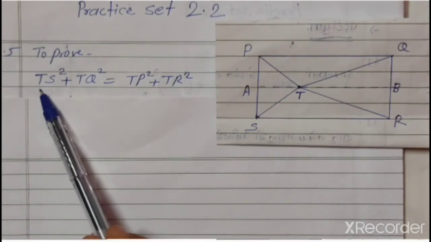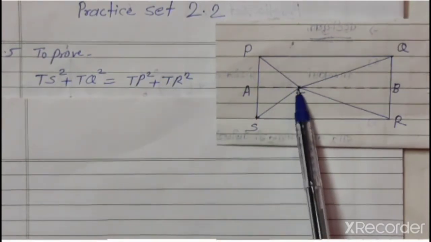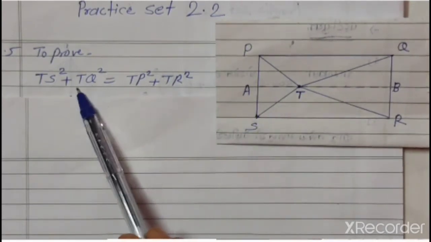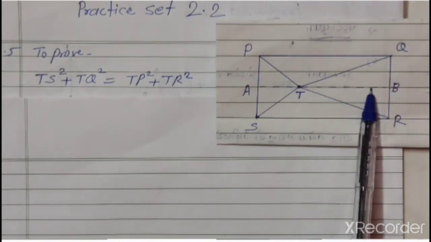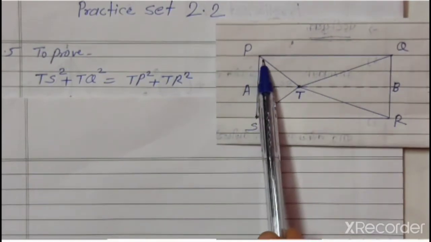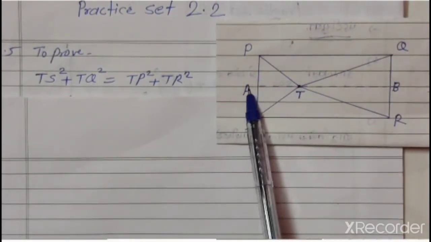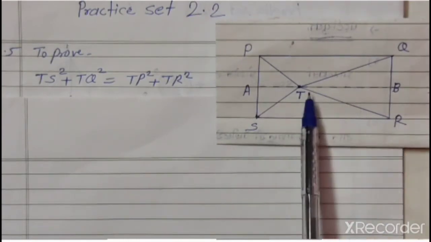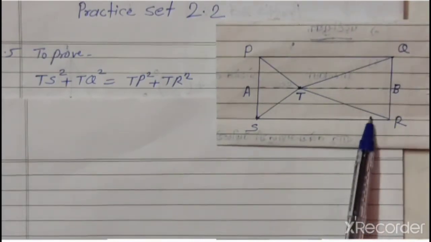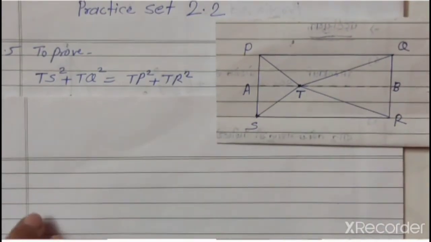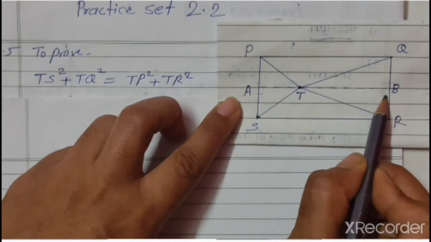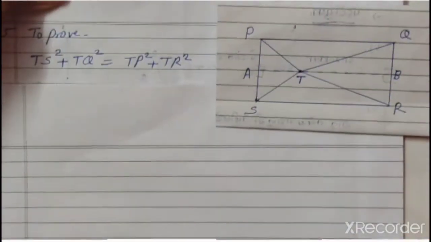Now take a look here. TS square: this TS is a side of this triangle TAS. TQ square: TQ, this one, again is a side of this triangle. Again, TP: this TP is a side of this triangle TAP, and TR is a segment of this triangle TBR. So here we first have to prove that these four angles are 90 degrees. To prove this, here I am using the first step.